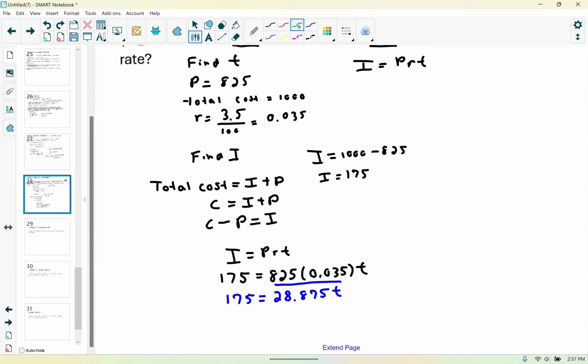And then we're gonna solve this equation. It's being multiplied so to solve, we divide both sides by what's in front of the T. Okay, so we're gonna do 175 divided by 28.875. And we get T, I'm gonna just do 2 decimal places, is 6.06 years. Okay, so that is how we find the time when we have the interest.